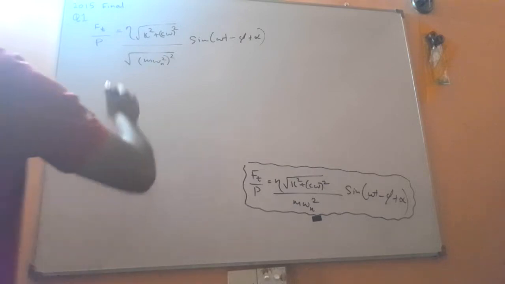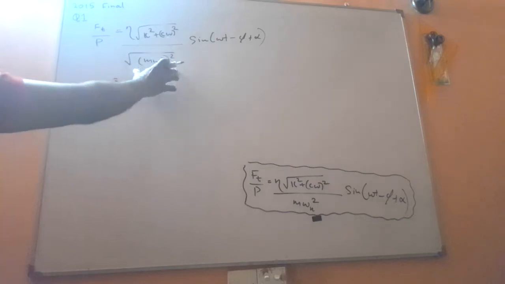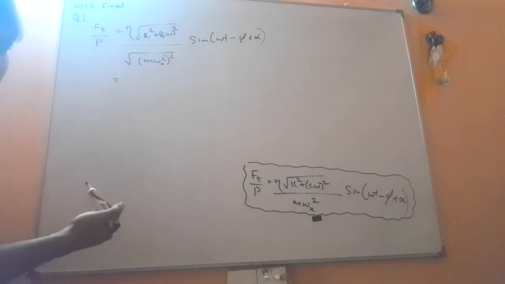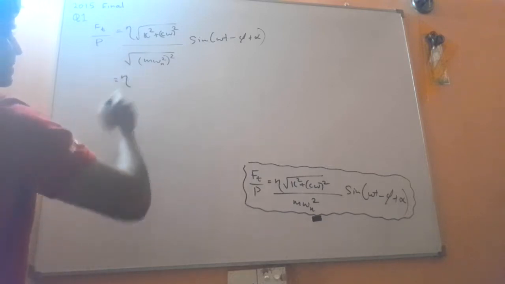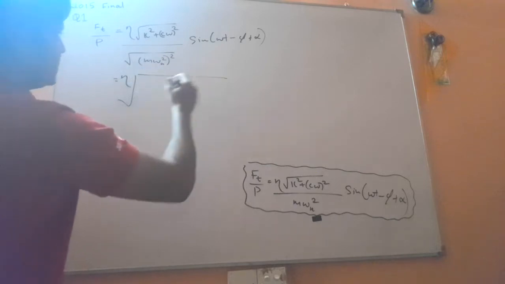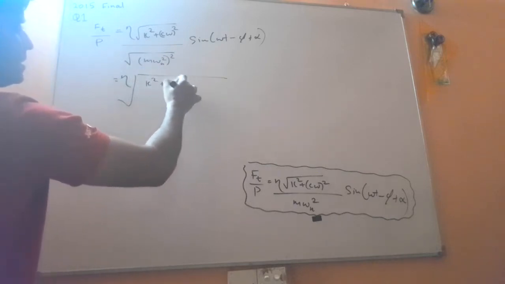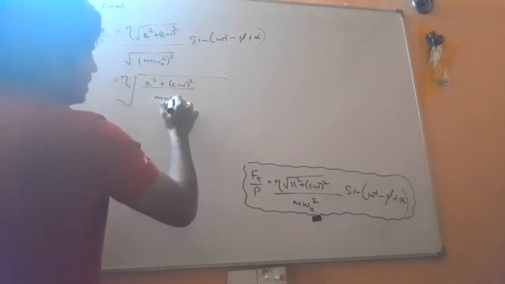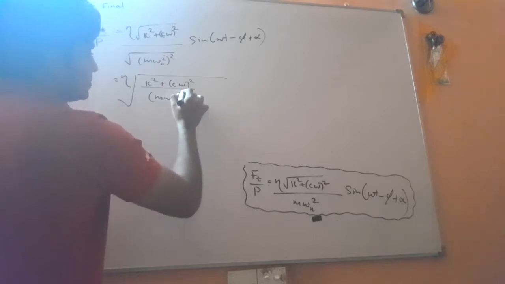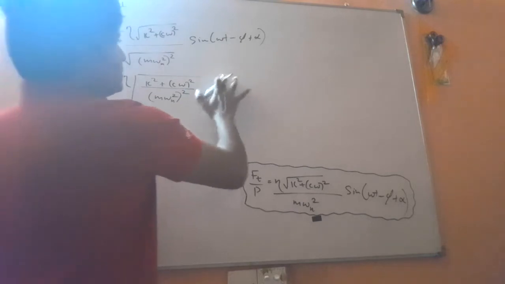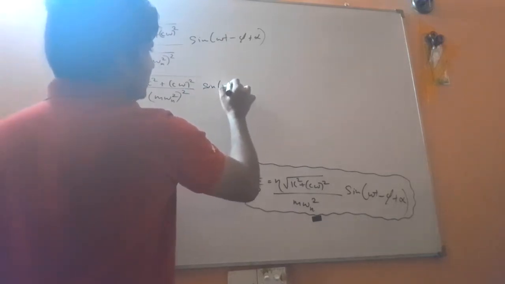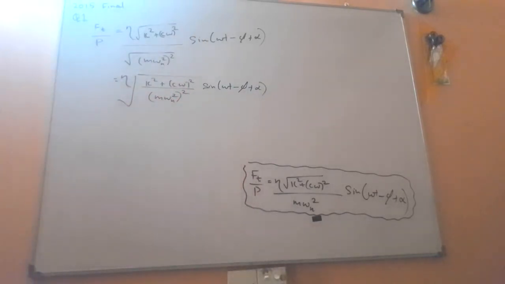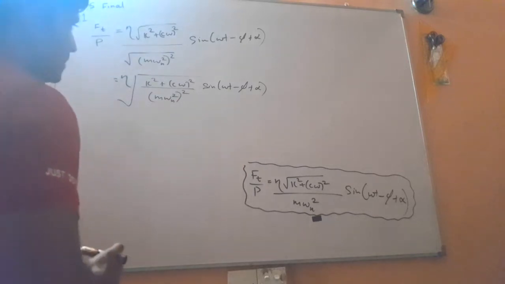So now you know this part and this part, right? We can introduce inside one whole square root symbol, right? So it is something like neta times, we can put the square root of k squared plus c omega whole thing squared divided by m omega n squared whole thing squared, right, times sine omega t minus phi plus alpha. Okay, right. So now how to simplify that? Let's see that.